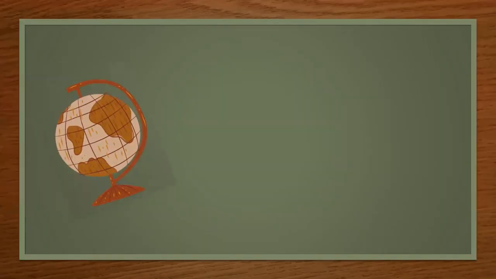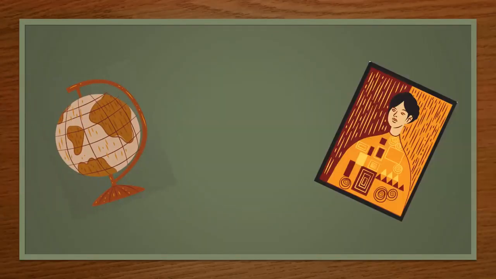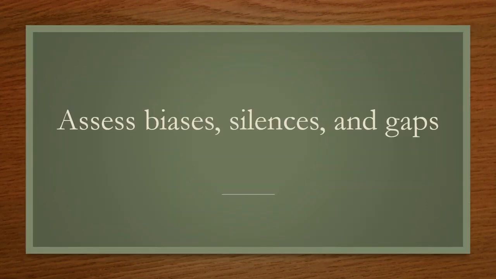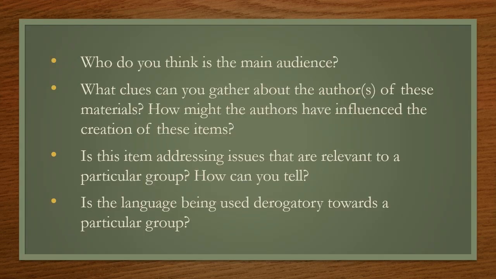Primary sources reflect the creator's point of view and background, which was shaped by their historical, cultural, and social context. This means that all primary sources will have some kind of bias based on the experiences and beliefs of the source's creator. When analyzing a primary source, it is important to be aware of the potential biases of the item's creator. To help you identify bias in a primary source, ask yourself the following questions.